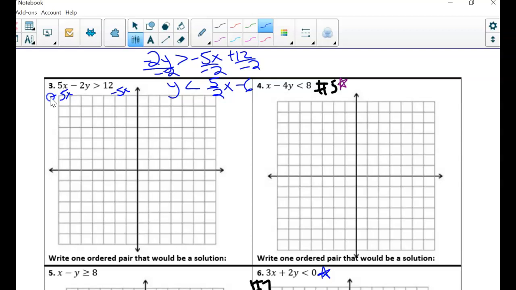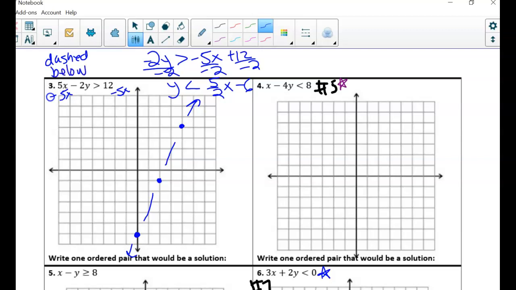So I could plot this inequality, start at my y-intercept of -6. My slope is 5 over 2, so I'm going to go up 5 and to the right 2 as many times as possible. Would this line be dashed or solid? Dashed, because it's strictly less than. And then would this be shaded above or below? Below, because it's less than.